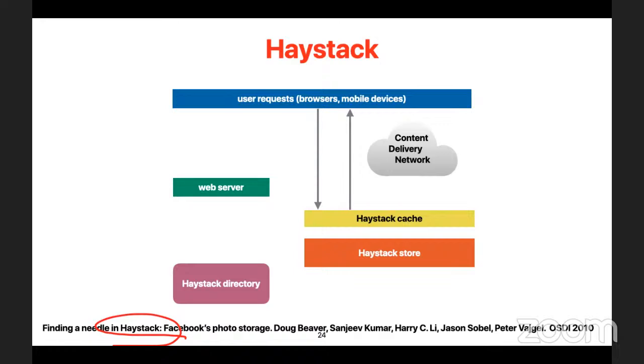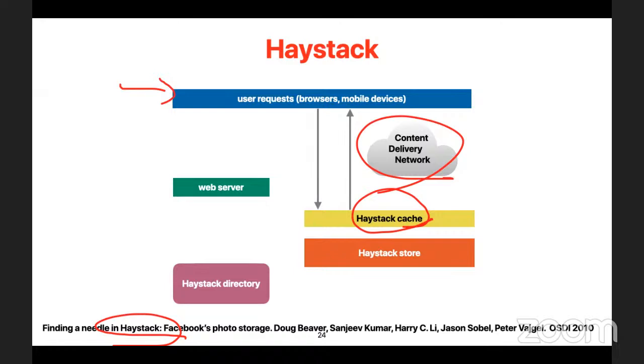All right, so here's the thing. This is how Haystack works. This is the architecture of Haystack. The user can submit requests like, here's my photo, I want to access it. It goes to the Haystack cache and the content delivery network. You can consider them as a giant black box of caches. The content delivery network is caching the photo or the data content itself.